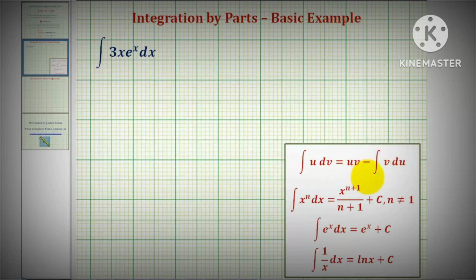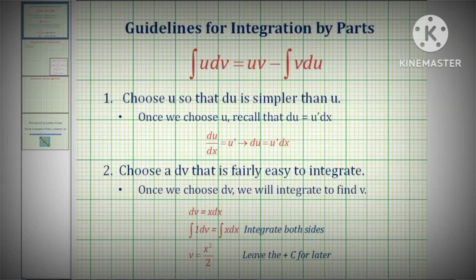Before we apply this, let's look at some recommendations when using integration by parts. When the original integral is in the form of u dv, we want to choose u so that du is simpler than u. And number two, we want to choose a dv that is fairly easy to integrate. Notice once we assign dv, we have to integrate both sides of the equation to find v.